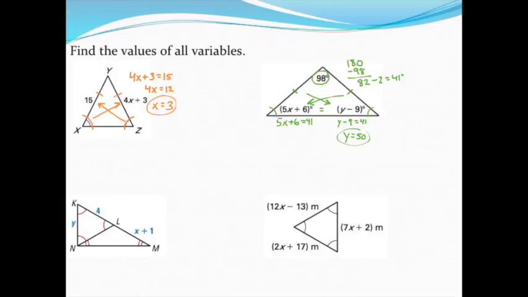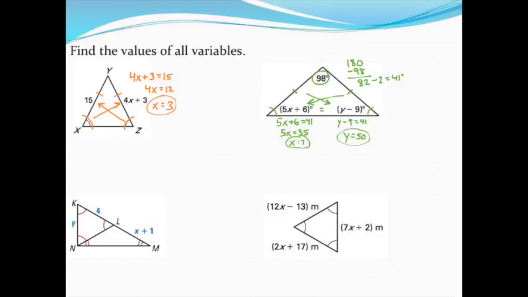So y has got to be 50 if I add 9 to both sides. For the x, if I subtract 6, I'd be left with 5x equals 35, and divide, leaving me with x equals 7. So there's something else we may want to try to find missing variables in these triangle problems.